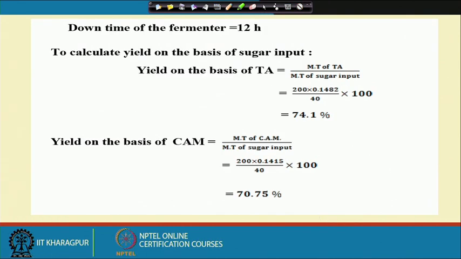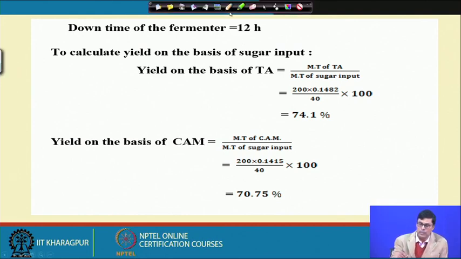Then suppose your downtime is 12 hours, and the time of fermentation is 140 hours. So, total time will be 140 plus 12 hours. Now, how can we calculate the yield? This is the metric tons of the total acid, and this is the metric tons of sugar input into the system. Then we calculate the 74.1%. The conversion efficiency plays a very important role in any industry.